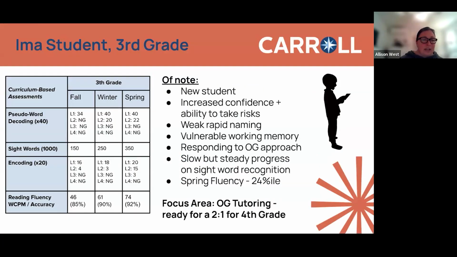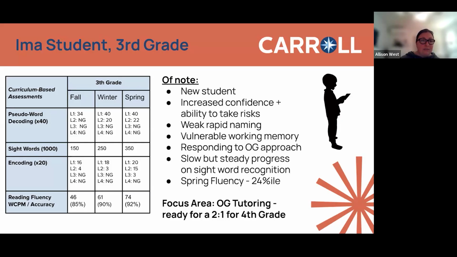Okay, so here we have Ima. Ima is in 3rd grade, and Ima came to Carroll as a new student. And just to orient you to this chart here, this captures some of our assessments. And as you've heard me say already, we are obsessed with data, and we use data in just about all that we do. So our pseudo word decoding here, this row, students can earn a total of 40 points.